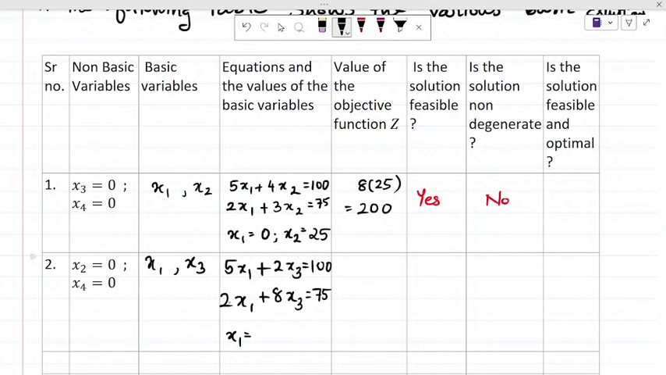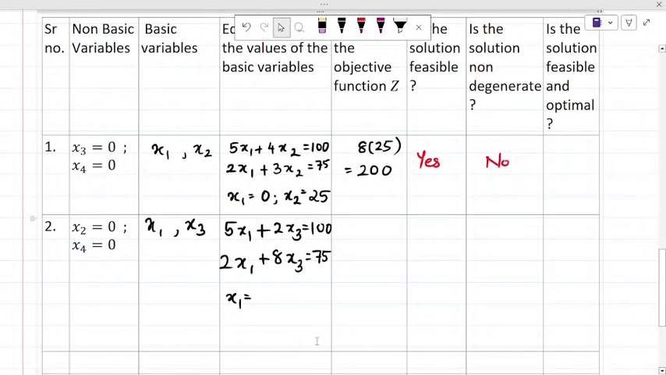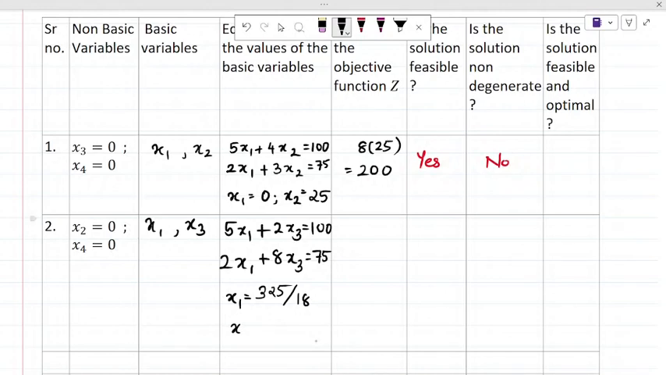Okay, so on solving, this is a very non-trivial number we get here. So for x1 we are getting 325 divided by 18, and for x3 we will be getting 175 divided by 36. Now these are non-trivial, unusual numbers we are getting. So let us calculate the objective function.